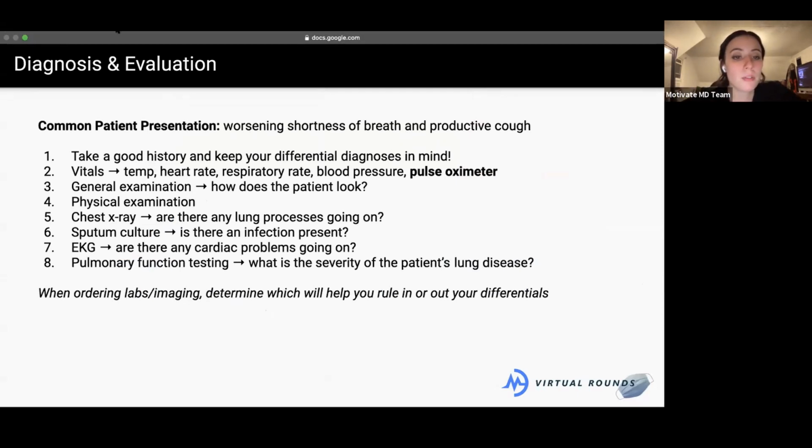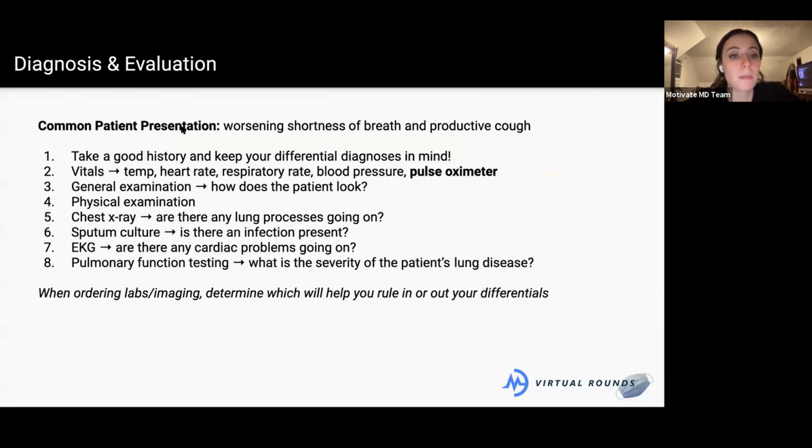So, for diagnosis and evaluation. We kind of finished up our little path lesson there. So the common patient presentation should be worsening shortness of breath and a productive cough. That's kind of cueing you into COPD. Different things to keep in mind.